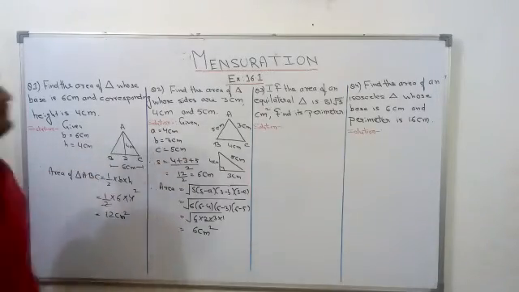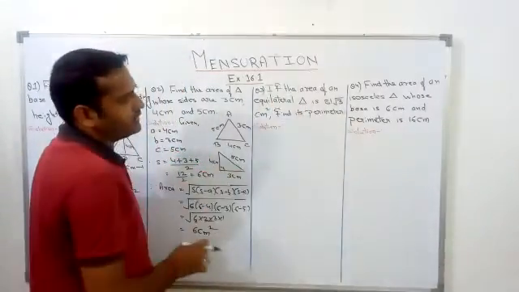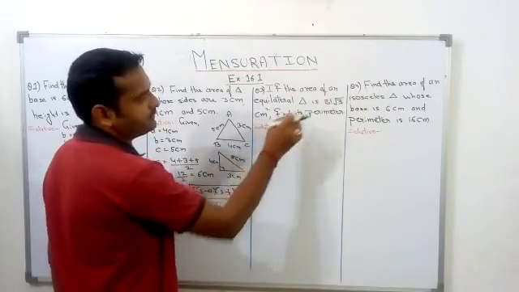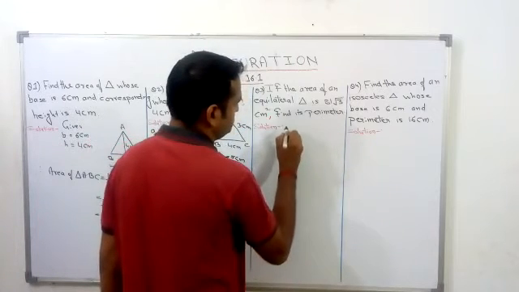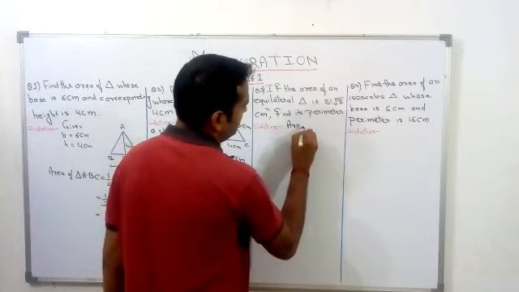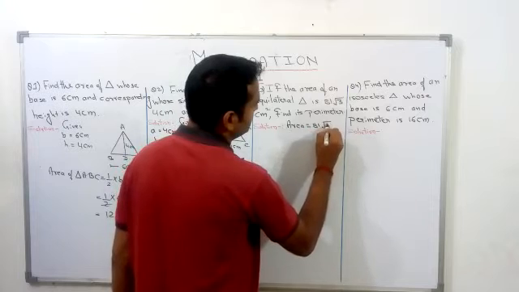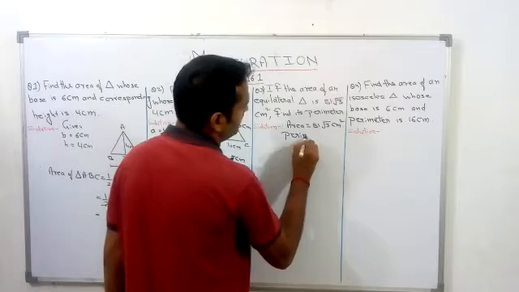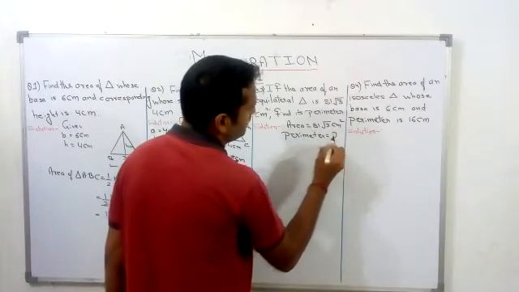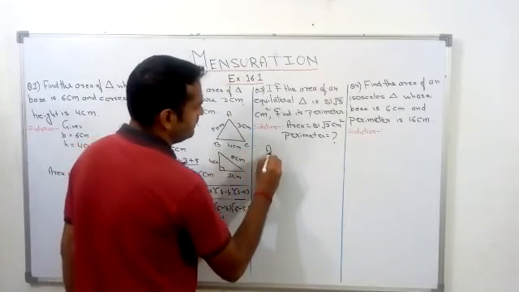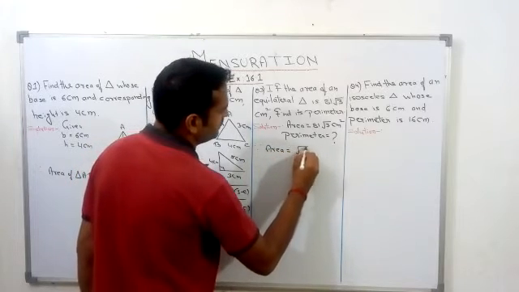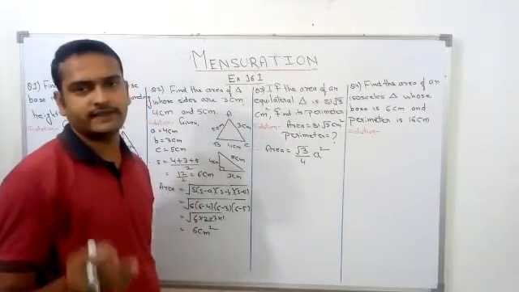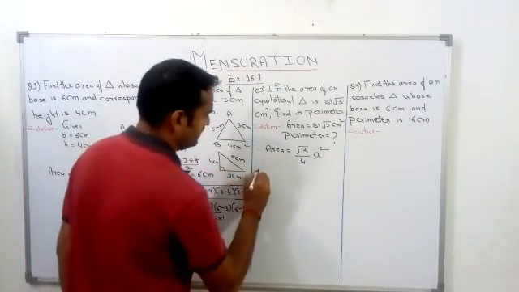Now students, third question. If the area of an equilateral triangle is 81 square root 3 cm square, find its perimeter. Area is given 81 root 3 cm square. We have to find perimeter. Since area equal to root 3 by 4 A square. What is the A? A is the side of an equilateral triangle.